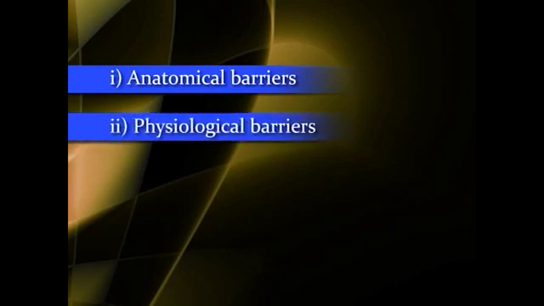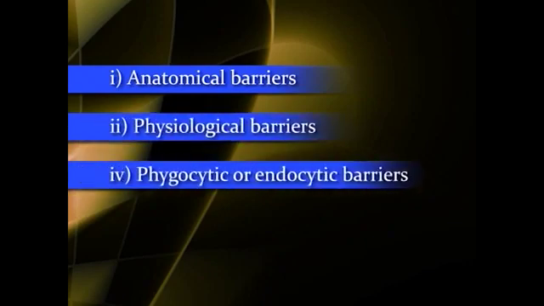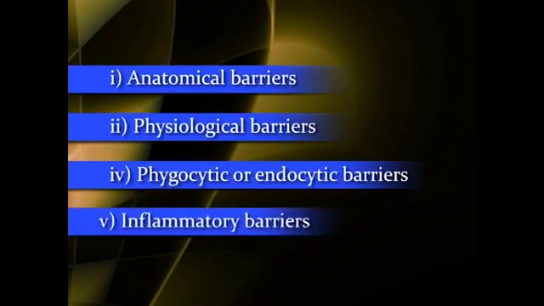The innate immunity can distinguish self and non-self pathogen, but they are not very specialized to distinguish small differences in foreign molecules. The innate immunity is composed of four types of defensive barriers: anatomical barriers, physiological barriers, phagocytic or endocytic barriers, and inflammatory barriers.